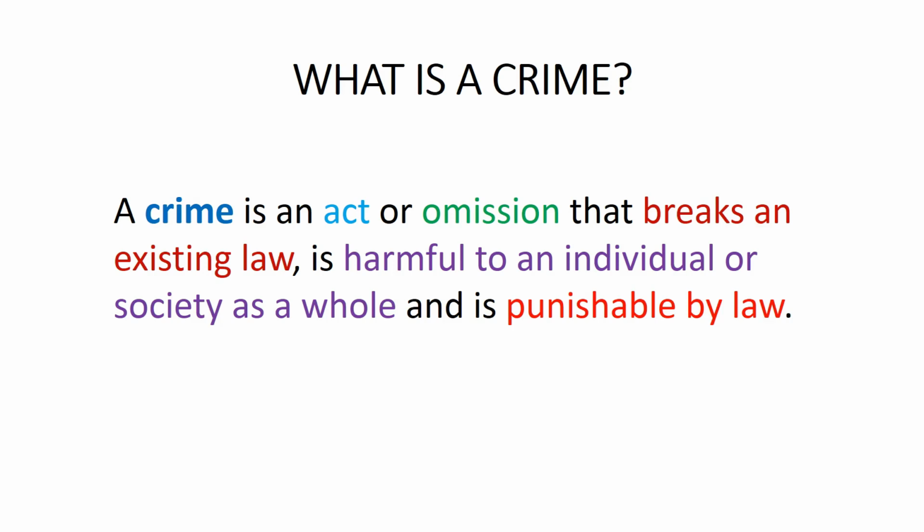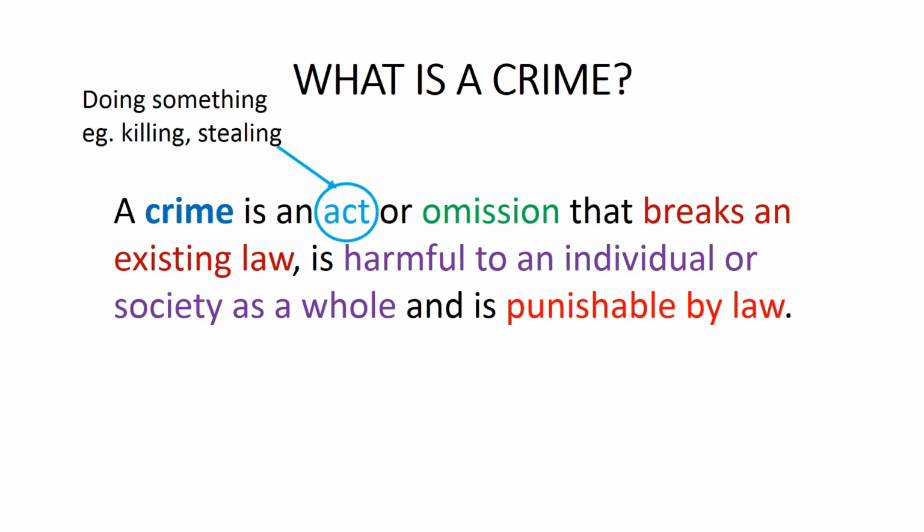Let's now break this definition down into its different parts. First, a crime involves either an act or an omission. Most crimes are acts. For example, in murder, one person does an act which kills another person. Perhaps they poison, strangle, or shoot that other person.